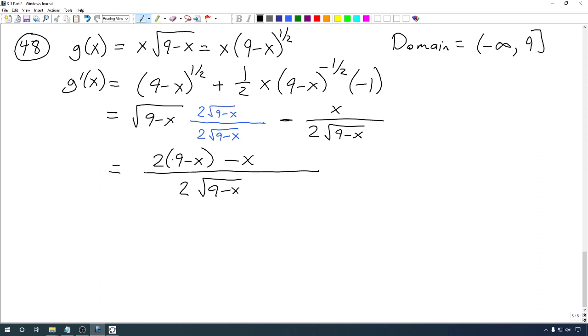But we can even go a little bit further and combine, well, this, if we distribute the 2, we have an 18 minus 2x, but then we also have a minus x here. So we have an 18 minus 3 x's. And that's what I'm going to use for my derivative.